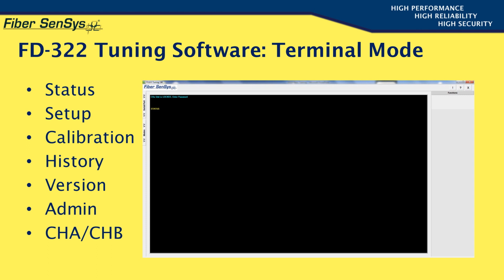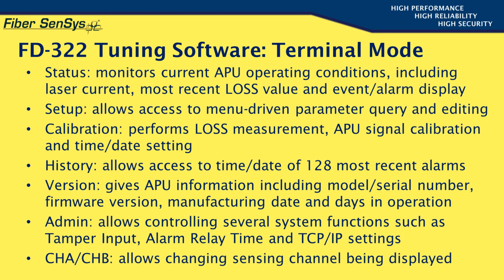The functions shown on the left of this example terminal screen can be performed in the terminal mode. The status command permits monitoring of current APU operating conditions, including laser current, most recent loss value, and a simple event and alarm display. The setup function provides access to menu-driven parameter query and editing. The calibration function performs loss measurement, APU signal calibration, and time and date setting.